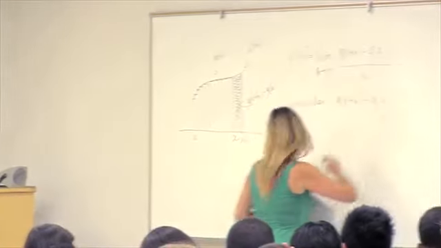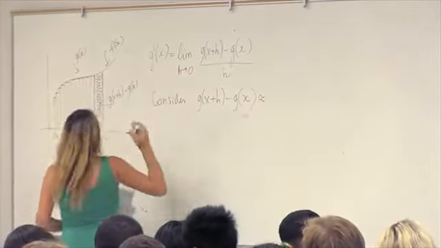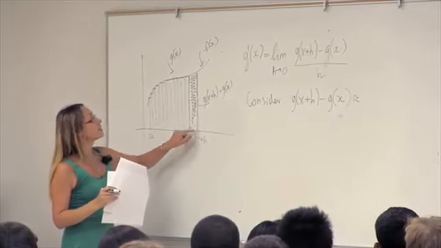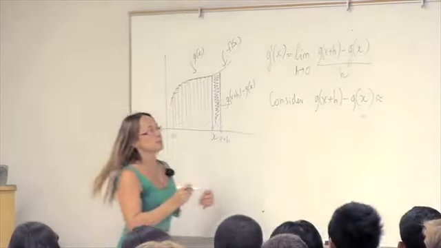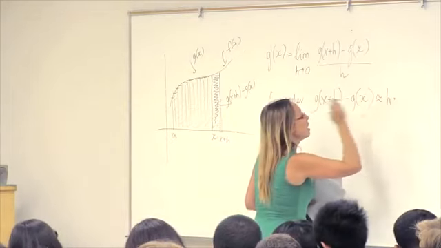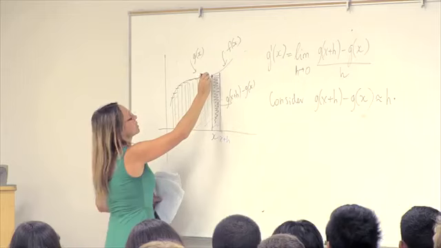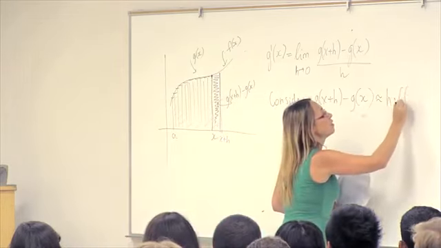So I can write here, approximately. I already calculated a lot of stripes in this class. We have to take the base multiplied by the height. The base is h, because that's the difference here. So it's h. And the height, for instance, if we use the left-hand rule, is the value of f at x. So f of x.